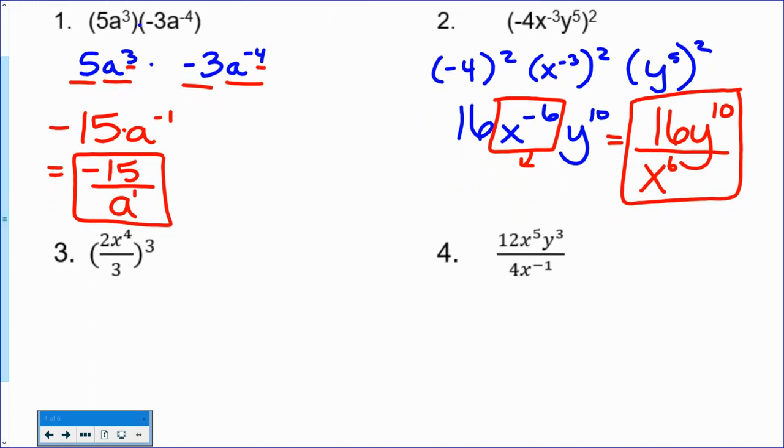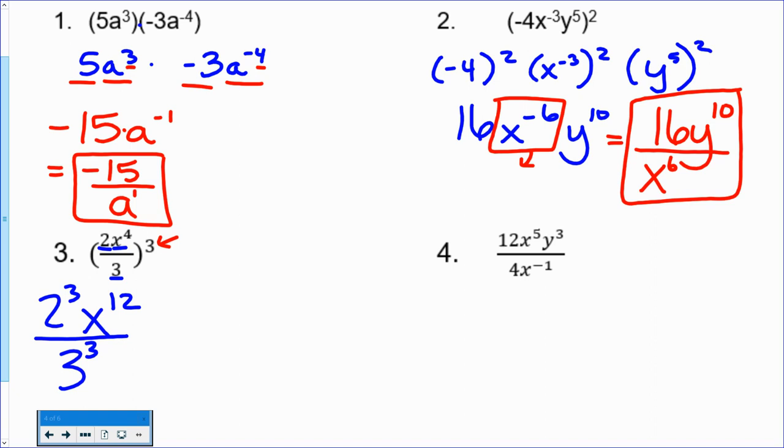Number 3, I need to raise everything to the exponent of 3. I'm going to raise everything in there to the third power. So 2 is being raised to the third power. X to the 4th is being raised to the third power. I'm raising a power to a power, so I multiply those exponents, and also 3 is being raised to the third power. So make sure you raise every different number and every variable.